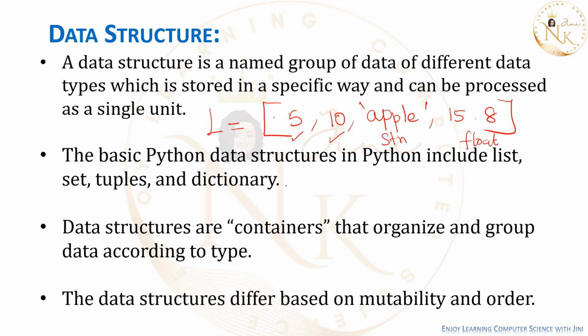Now you can see what the types of data structures are. We have list, set, tuple and dictionary. List is mutable, set is mutable, tuples are immutable, and the values of a dictionary are mutable, hence dictionary is mutable. This is the data structure. So data structures are containers that organize and group data according to the data type.